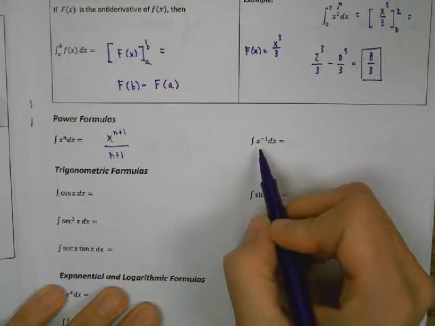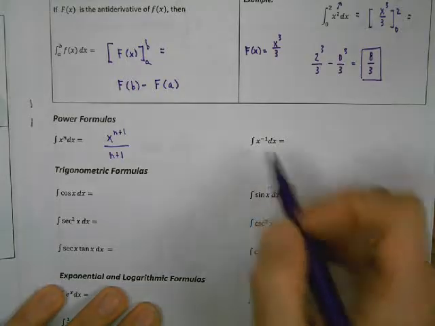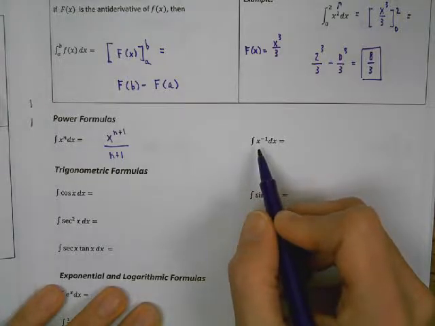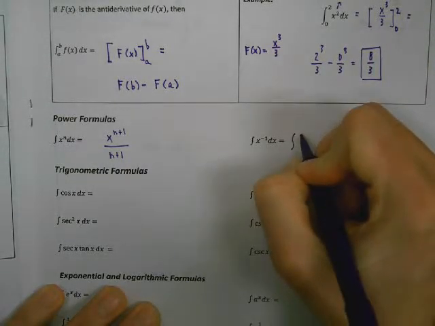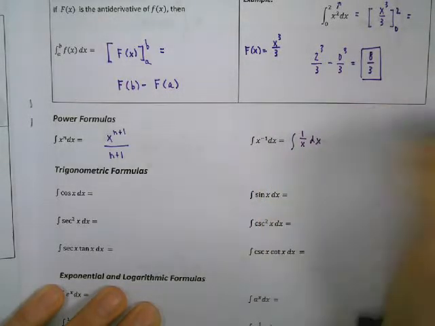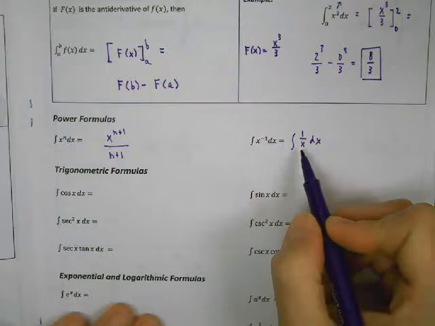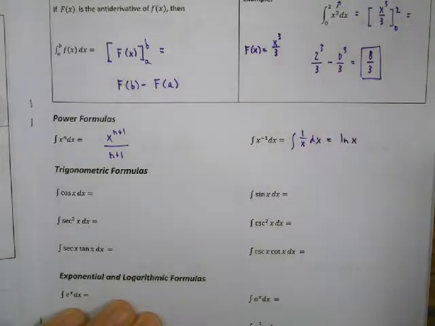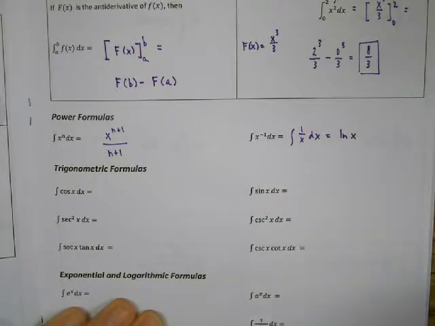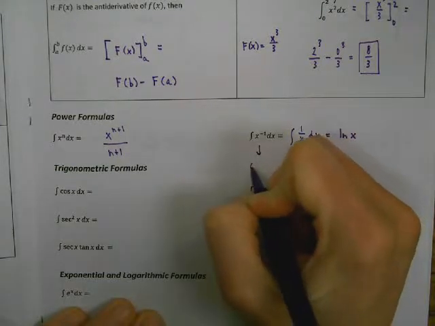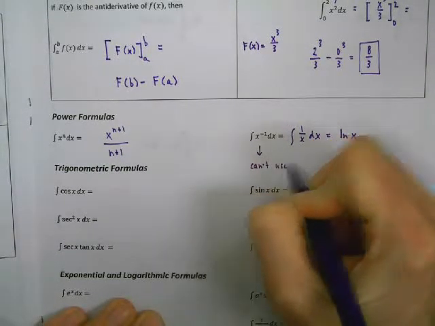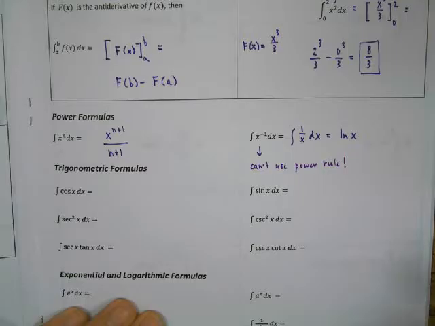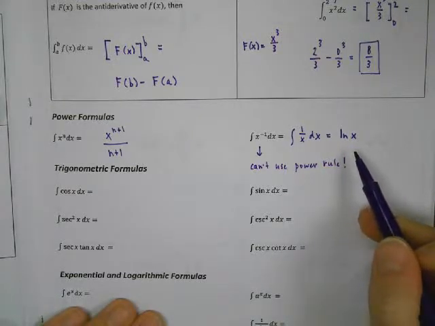Now, when it's x to the negative 1, we have to be really careful here. Because if we tried to use our power rule and add 1, we would get x to the 0, which is just 1. So we have to realize that this is the integral of 1 over x dx. And now I know 1 over x was the derivative of natural log, so my antiderivative is the natural log of x. So we have to be careful when the exponent is negative 1. We can't use the power formula here. We have to recognize that the antiderivative is natural log of x.